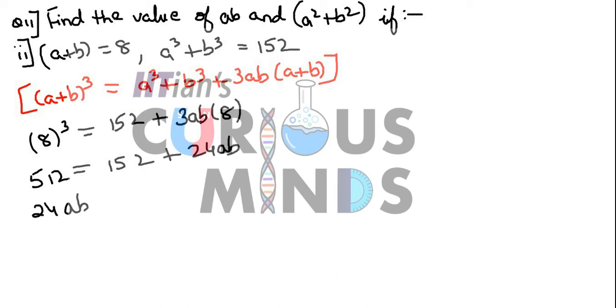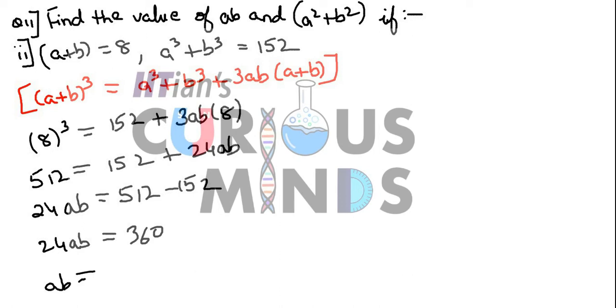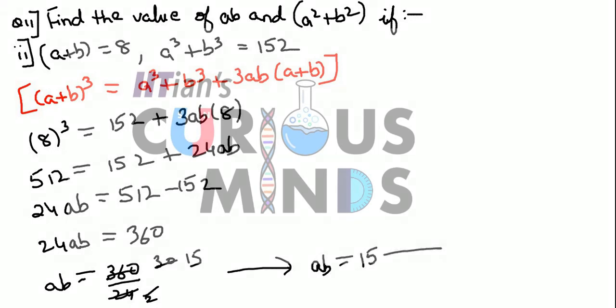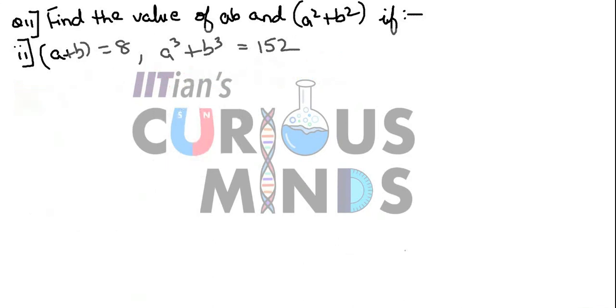Therefore 24AB is equal to 512 minus 152. Therefore 24AB is equal to 360, and therefore AB is equal to 360 upon 24. 24 divided by 12, I get 2s are 30, 2s are 15. Therefore AB is equal to 15, which is my equation number 1.